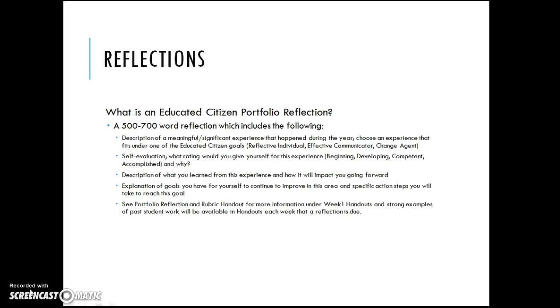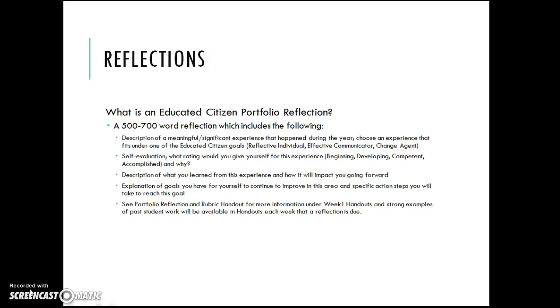First, you're just going to pick an experience to describe, some experience that you've had, again, whether it be school related or outside of school, that is connected to one of the educated citizen goals. So an experience where you were a reflective individual, an effective communicator, or a change agent, or an experience where you witnessed someone being an effective communicator or change agent and how it impacted you. Or it could also be a time that maybe you weren't an effective communicator and you wish to improve in that area.